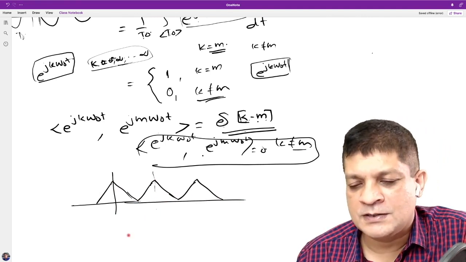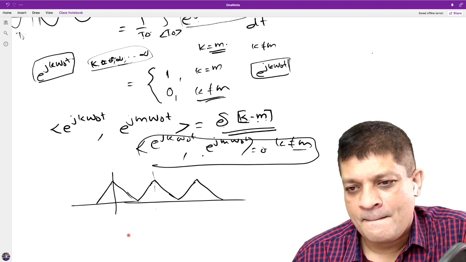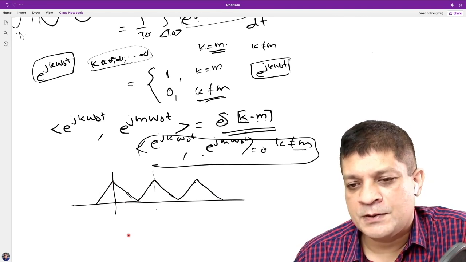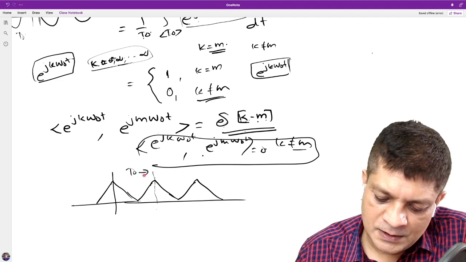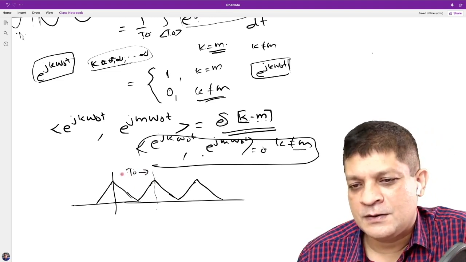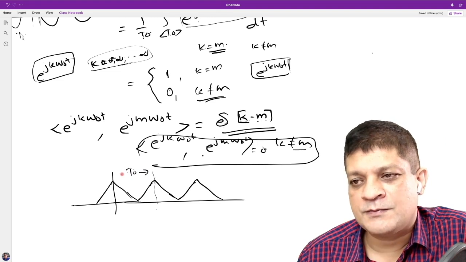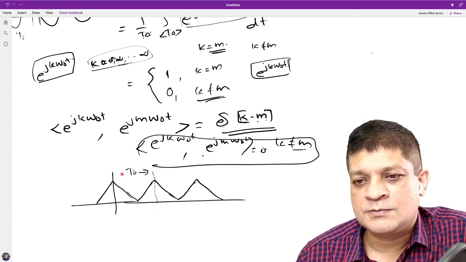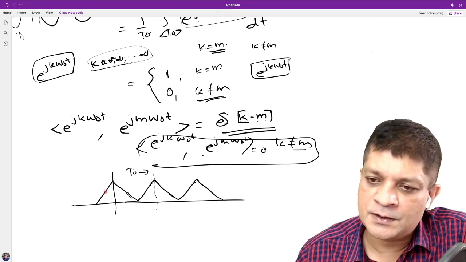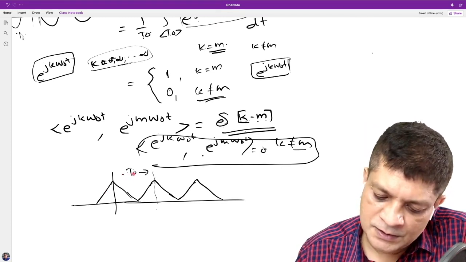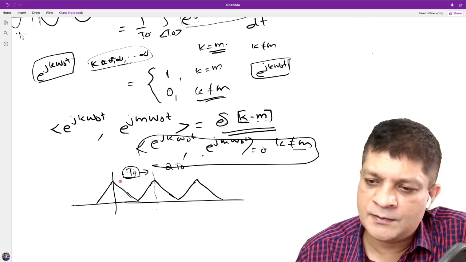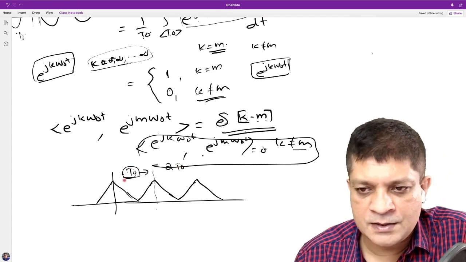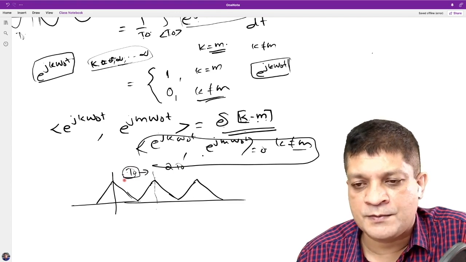What is the period? Is it a periodic signal? Yes, it is a periodic signal. What is the fundamental period? The smallest period in which the pattern repeats. It is periodic with 2 t naught also, but t naught, the minimum value, is the fundamental period, and the corresponding frequency is the fundamental frequency.